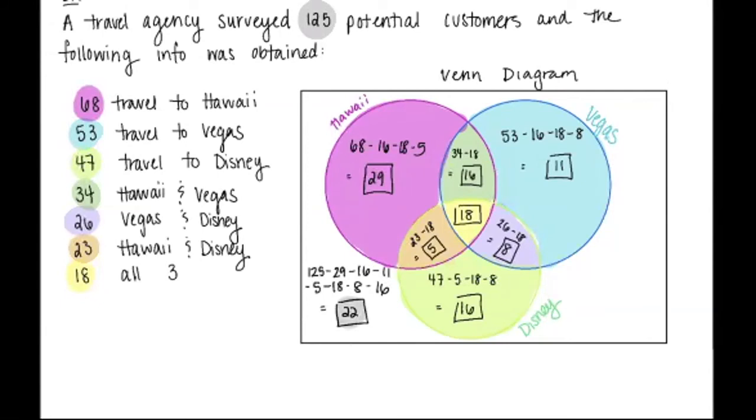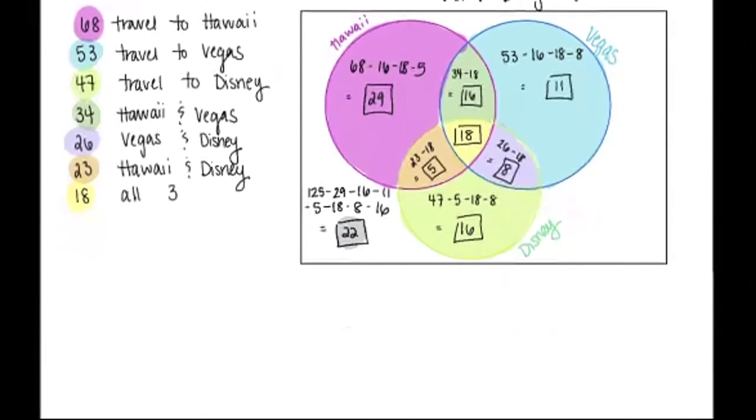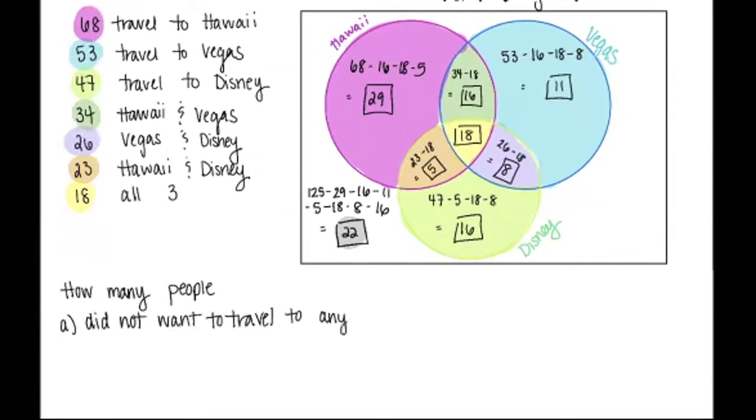And now that our Venn diagram is set up, we can go ahead and answer some questions. So we want to figure out how many people first did not want to travel to any of these destinations. Okay. And that would be our 22 people sitting on the outside.